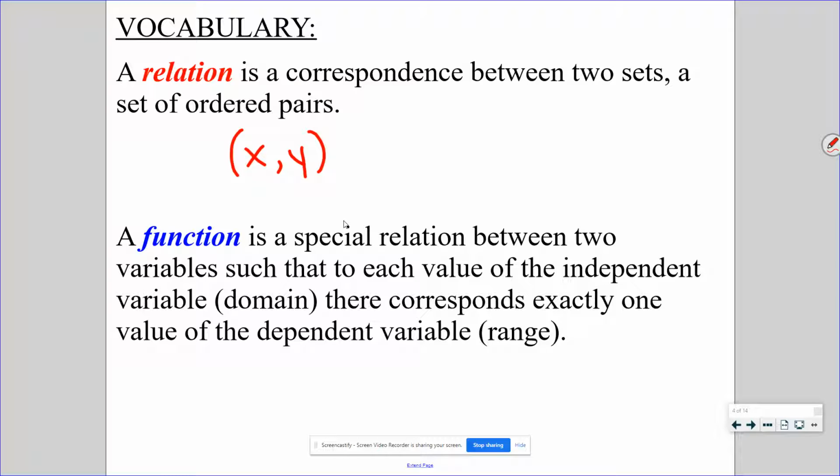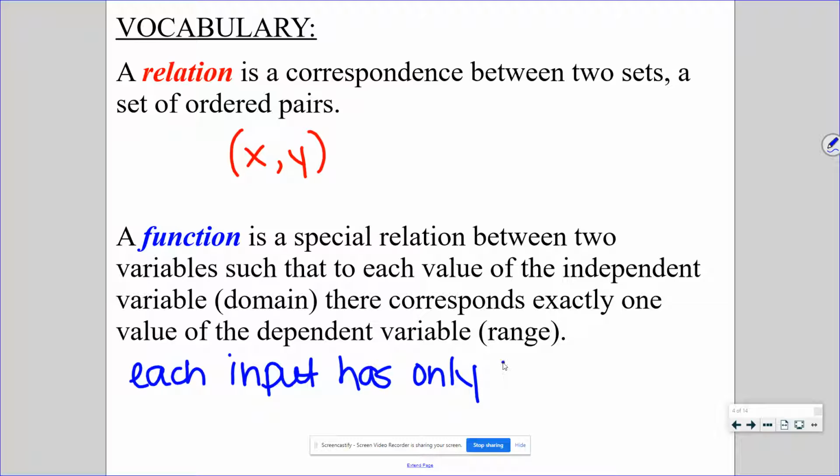A function would be a more specific kind of relation where you have all these things that are related to one another, like all these ordered pairs, but they work in a more methodical way. So there's this fancy definition here of what a function is. But really, when you get down to it, a function is something where each input has only one output. And I'm sure you've heard this before because this is usually covered in Algebra 1, but I'll show you examples of what that means.